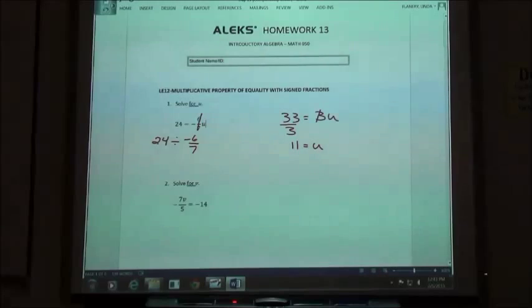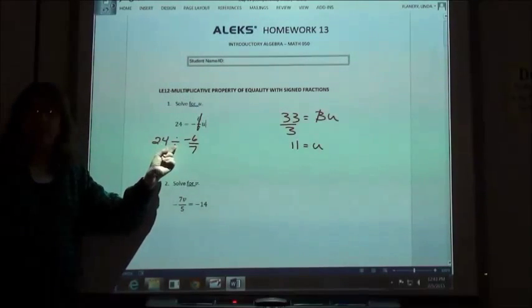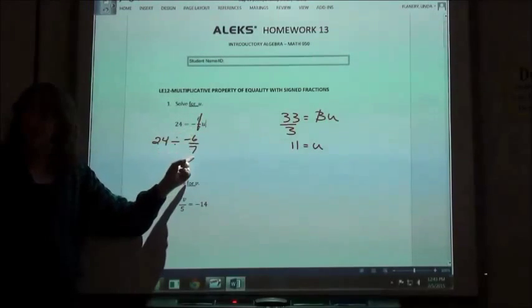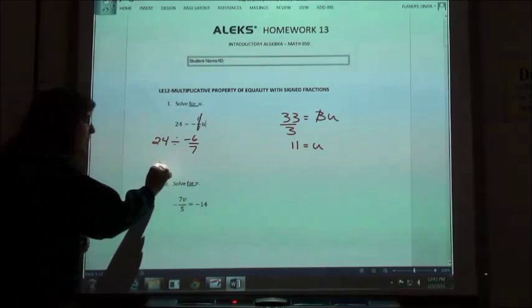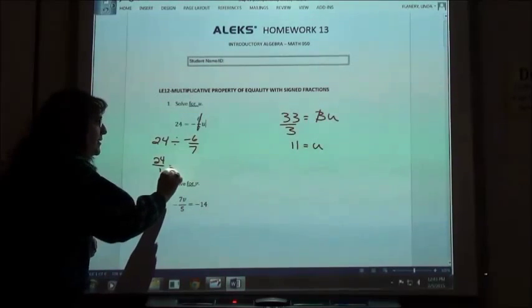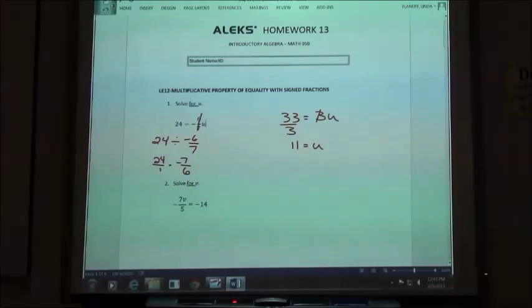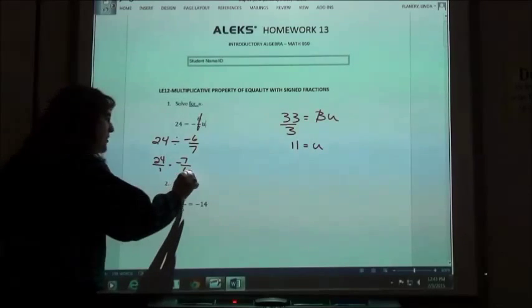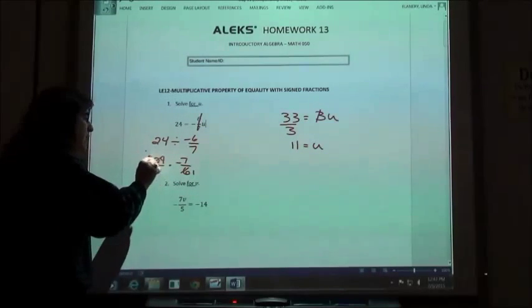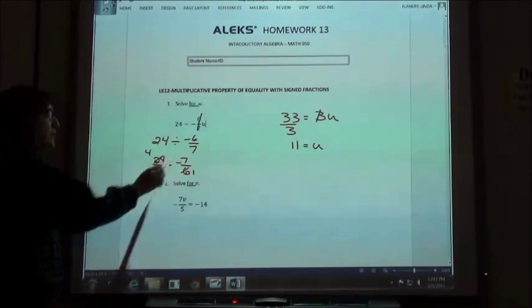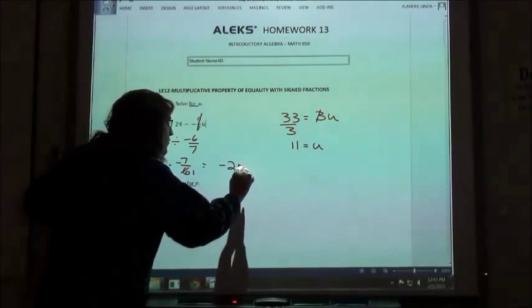So then this is what they did. When we divide with fractions, we end up inverting and multiplying. So we make it 24 over 1 times negative 7/6, right? And then we say, oh, 6 goes into here once and into here 4 times. 4 times negative 7 is negative 28.